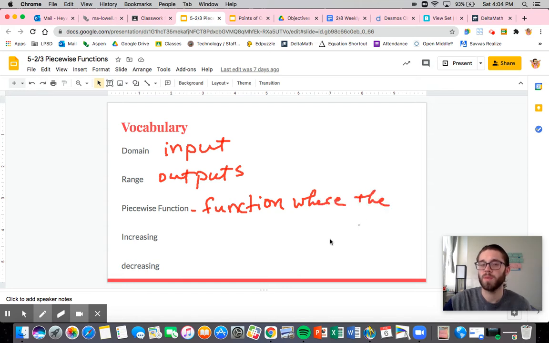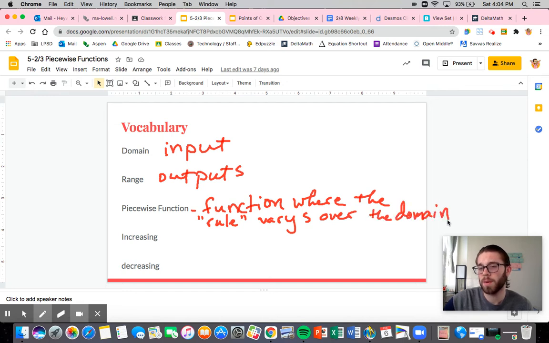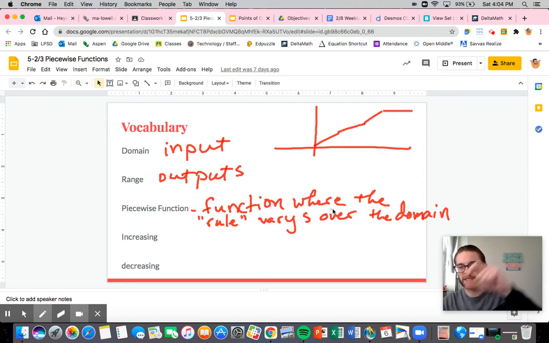So essentially what we're going to call a piecewise function is a function where the rule, so to speak, varies over the domain. That's what I mean by what we looked at in the last one. When we looked at it, it looked something like this, like there are 4 different sections. That's what a piecewise function is. It's not a constant thing every single time. This part is slightly different from this part.